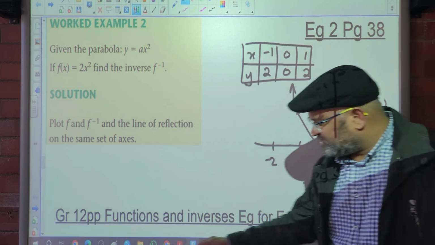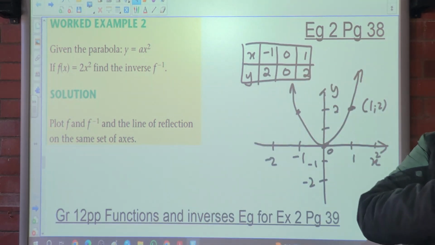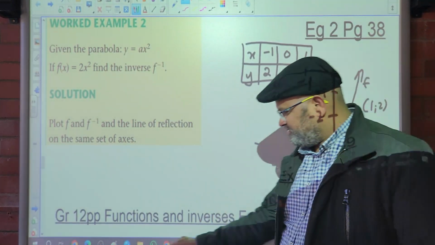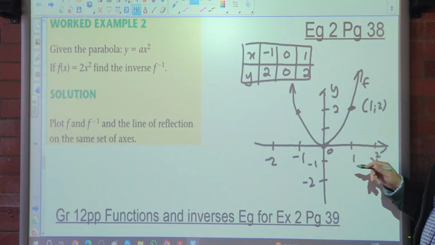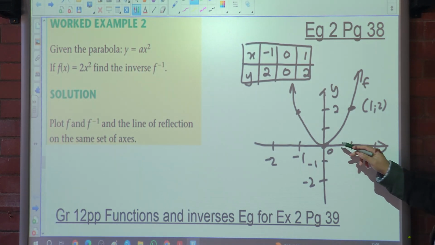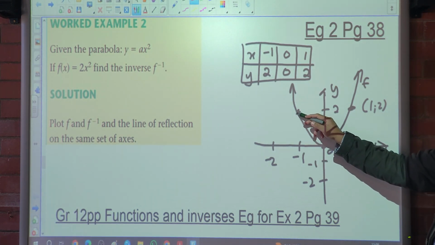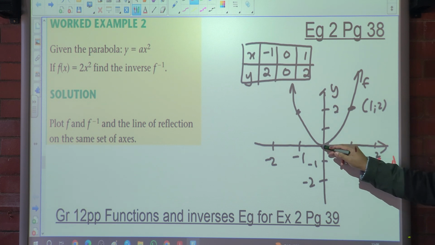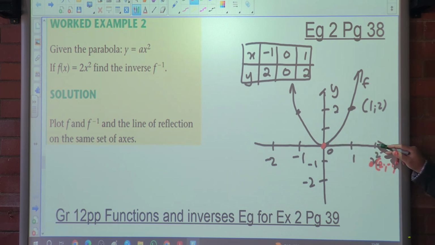So if I must take the inverse function, what do I do? Interchange x and y, not so? Remember that is f. So if I swap x and y, what does it become? Negative 1 and 2 becomes 2 and negative 1. And 0 and 0 remains 0 and 0. And 1 and 2 becomes 2 and 1. So there is that graph.